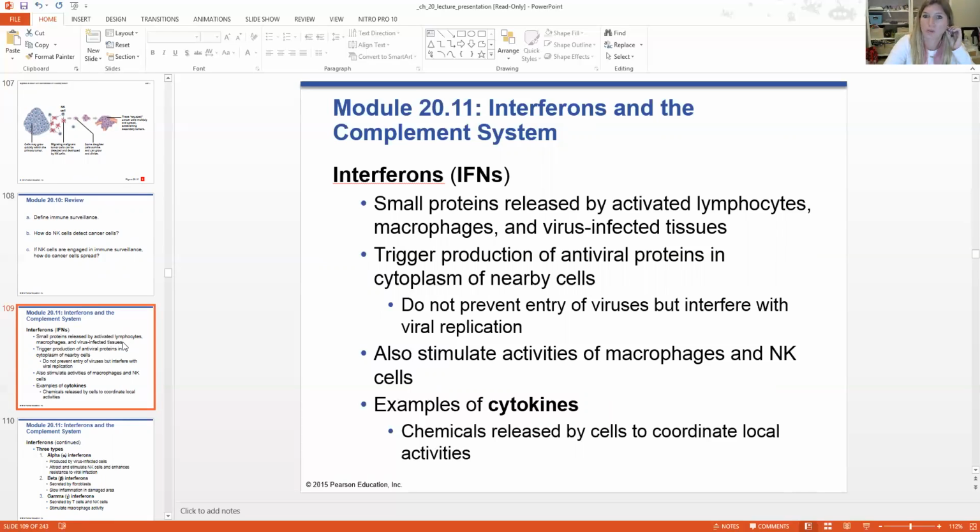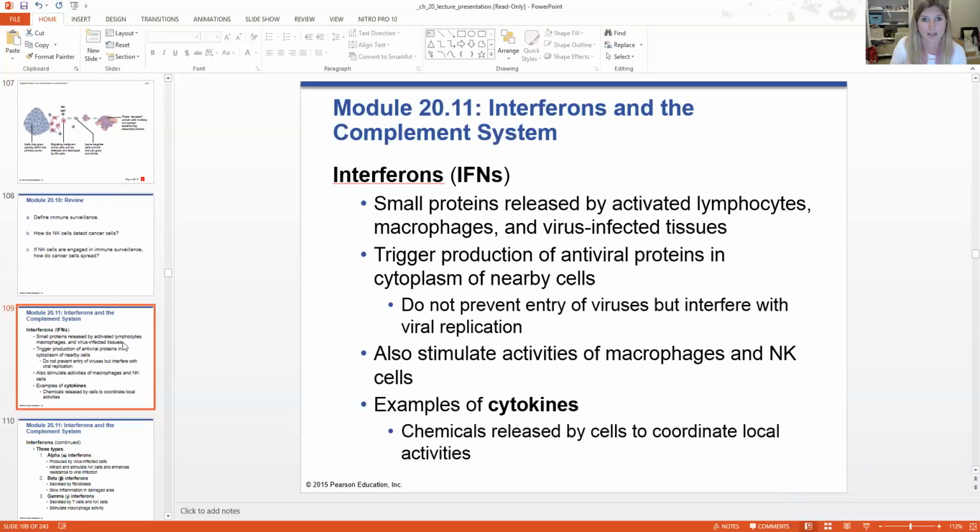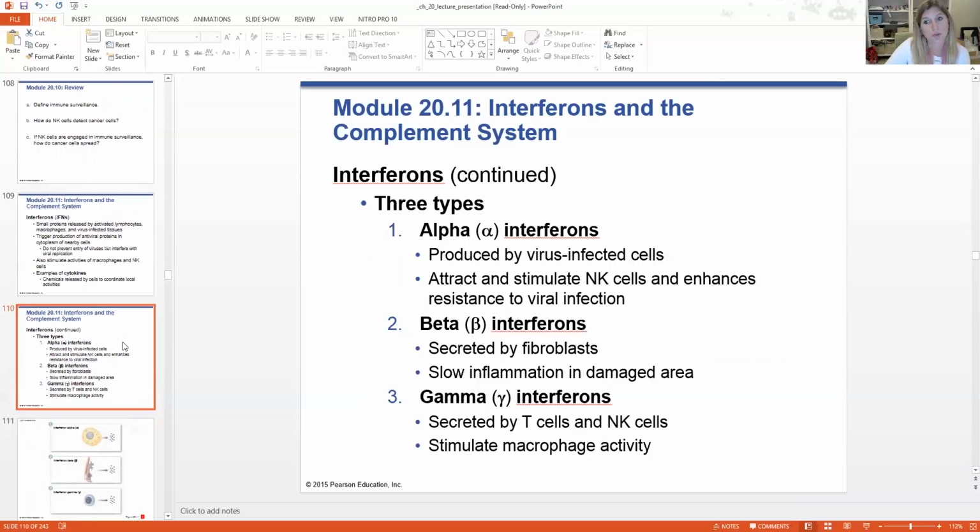They're going to trigger the production of what we call antiviral proteins. So it's not going to prevent the entry of a virus, but it's going to interfere with viral replication. And that's what viruses do, right? They invade a cell, they take it over, and they make that cell make more copies of itself. So without the ability to replicate, the virus is basically dead, right? It can also stimulate the macrophages and natural killer cells. Cytokines are chemicals released by cells to coordinate these localized activities in response to the interferons. So there are three main types of interferons.